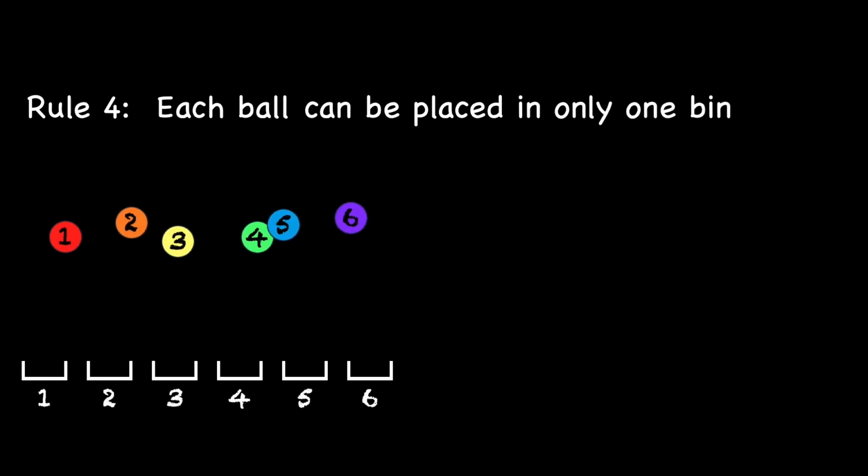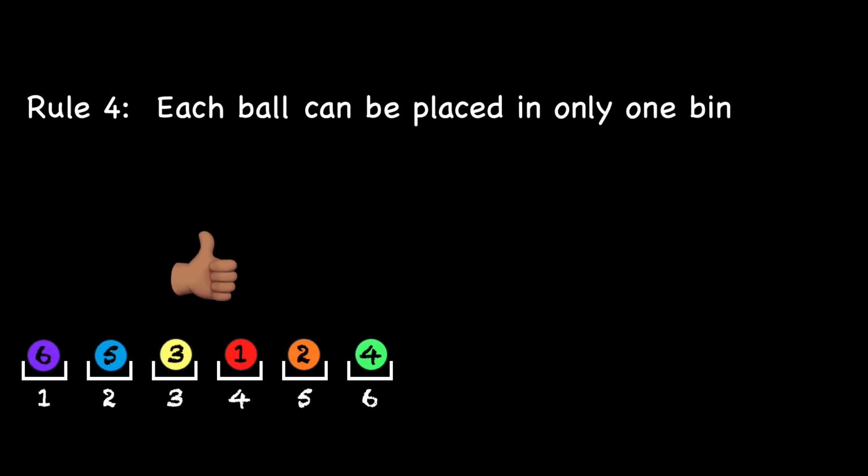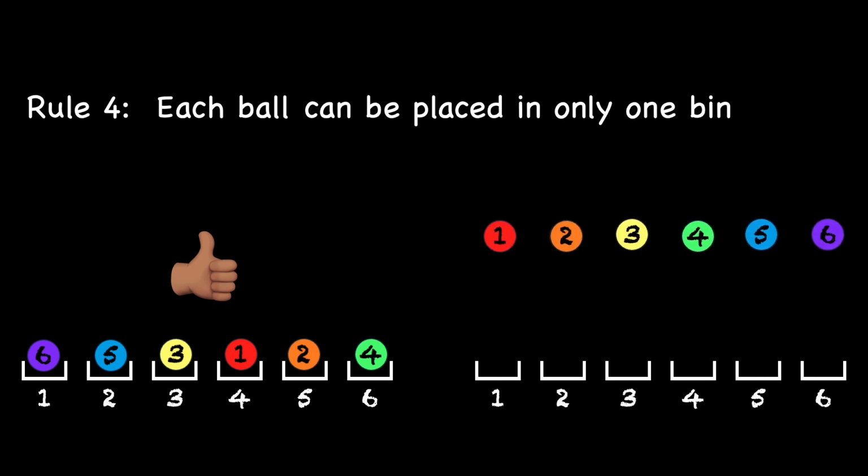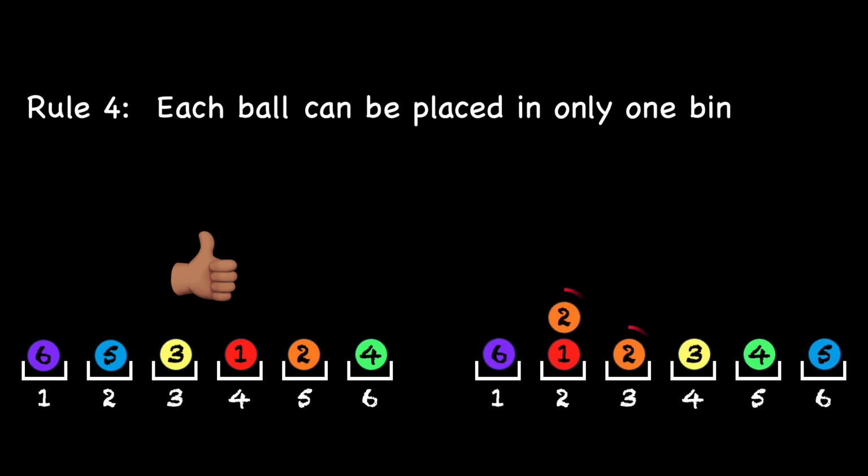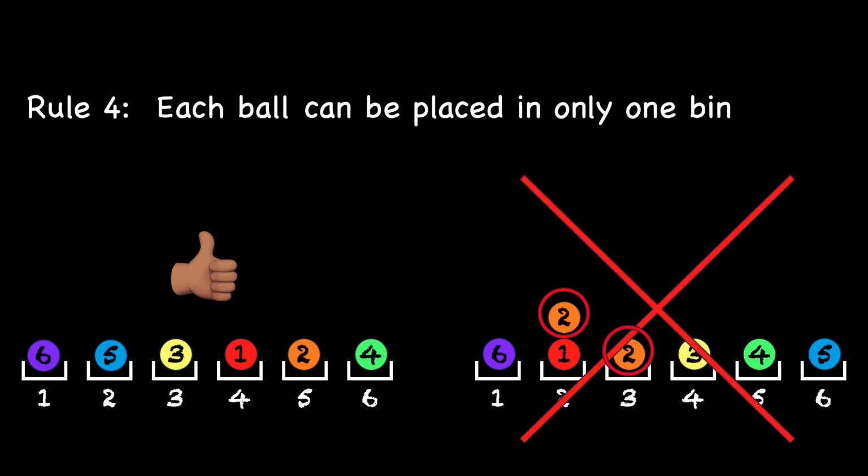Our fourth and final rule for permutation play is that each ball can only be placed into a single bin. In example 1D, we follow this rule so that each ball is in a monogamous relationship with a corresponding bin. We violate this rule if at least one of our balls is 2-timing and gets assigned to more than one bin. Now that we know some rules for our game, let's explore how we can describe permutations.